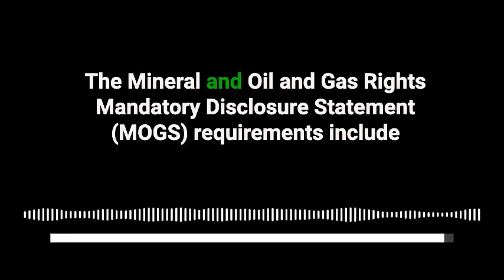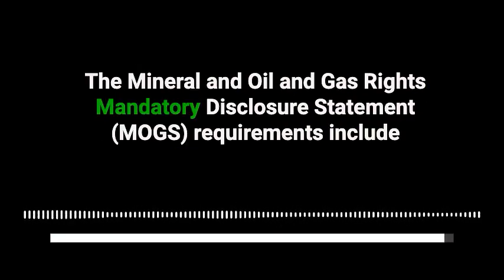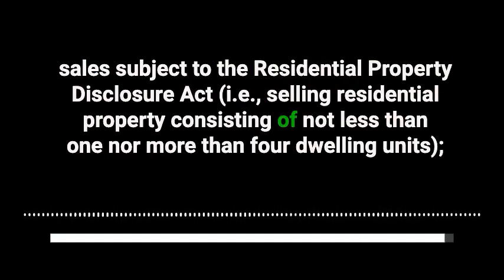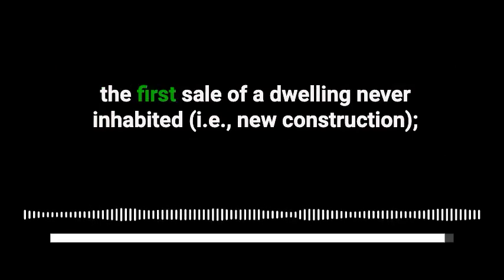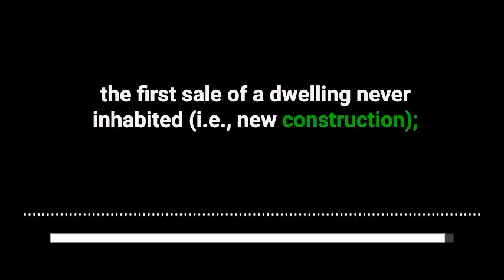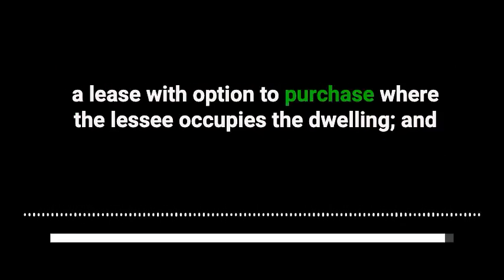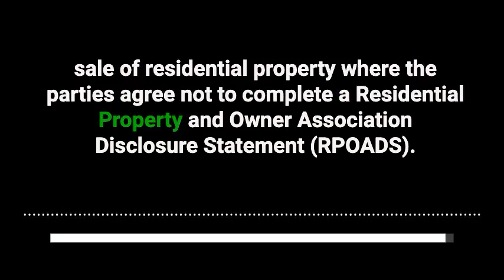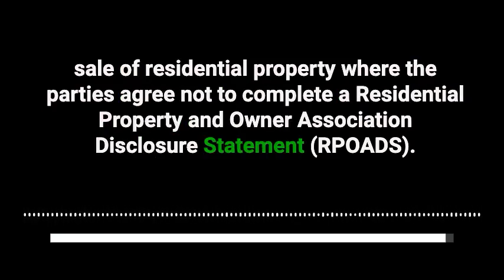The mineral and oil and gas rights mandatory disclosure statement requirements include sales subject to the Residential Property Disclosure Act, the first sale of a dwelling never inhabited, a lease with option to purchase where the lessee occupies the dwelling, and sale of residential property where the parties agree not to complete a residential property owner association disclosure statement.